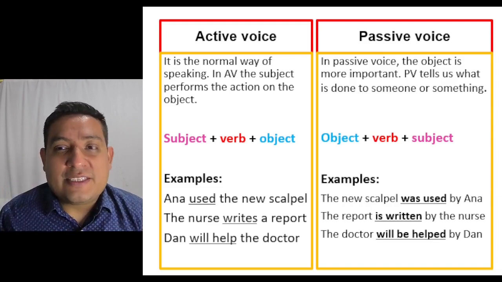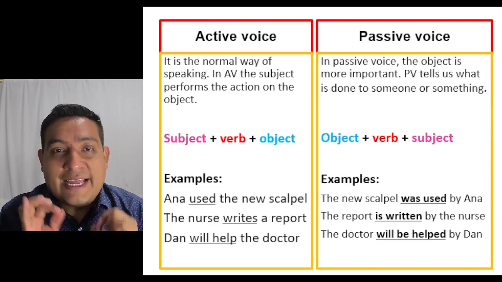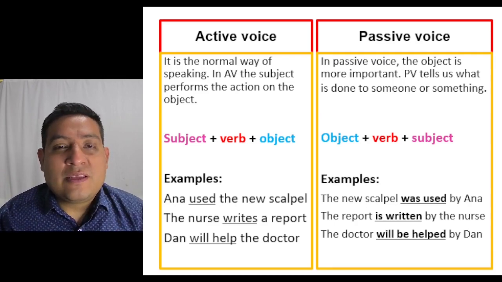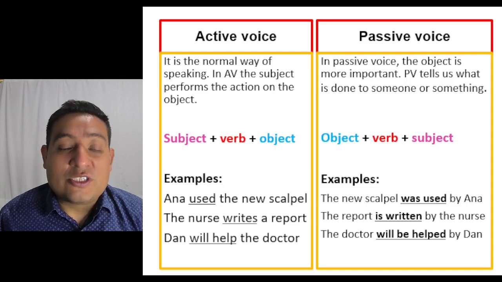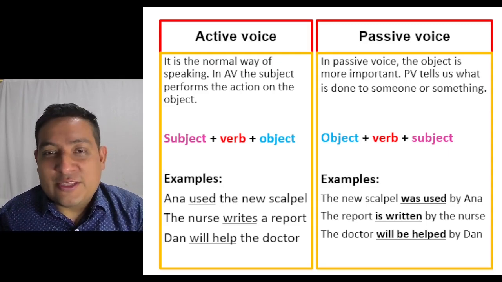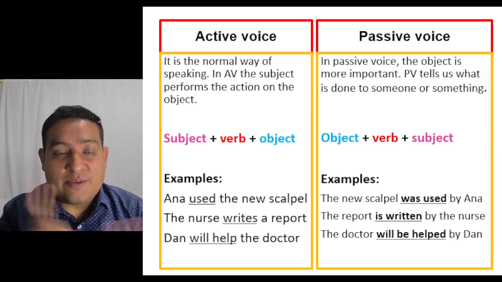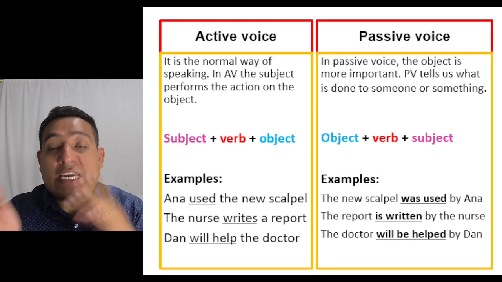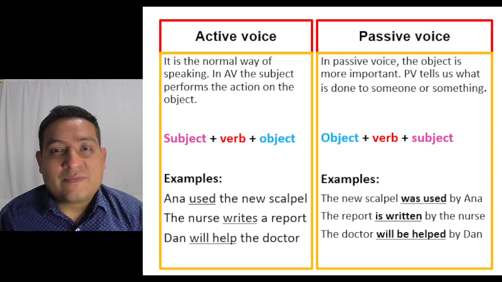In the passive voice sentences, something changes. In the passive voice sentences, the object is now the most important thing. The passive voice tells us what is done to something or someone. Here, the person who does the action is not important. What is important is the object or the agent that was affected.